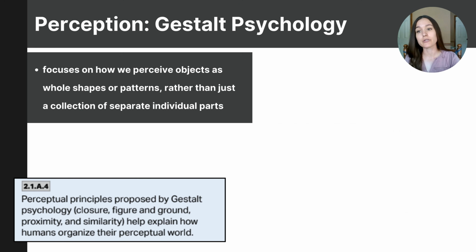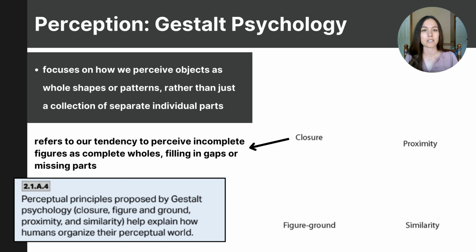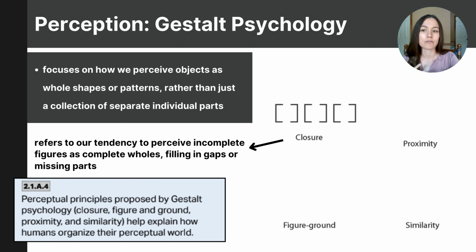This approach differed from older theories on perception that focused on analyzing the individual sensory input. Gestalt principles that you need to be familiar with are closure, figure ground, proximity, and similarity. The principle of closure refers to our tendency to perceive incomplete figures as complete wholes. And you can see that displayed on the screen. It appears that we see three boxes when in actuality there are six brackets. So there are gaps, but our brain will fill those gaps in to allow us to see complete wholes or squares. The next principle is figure ground.